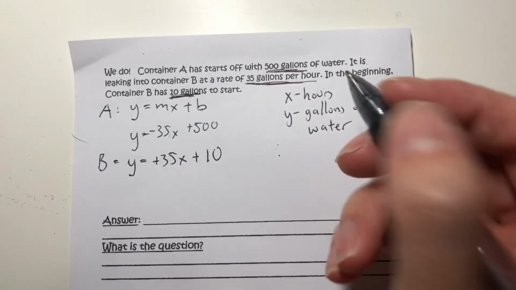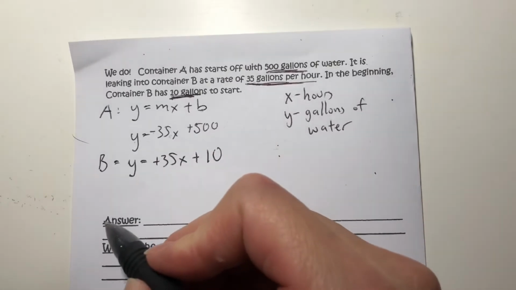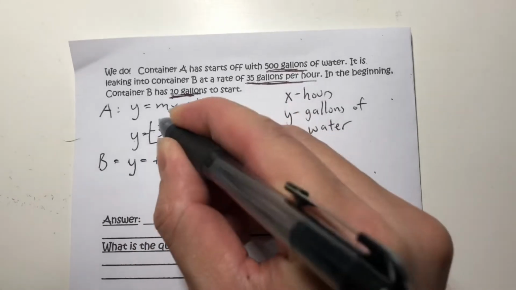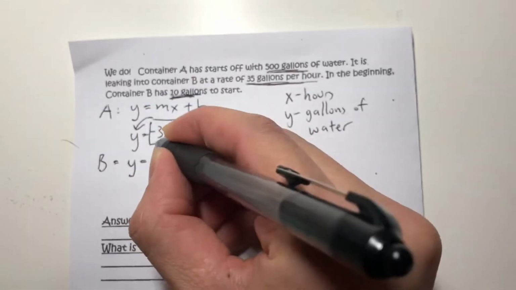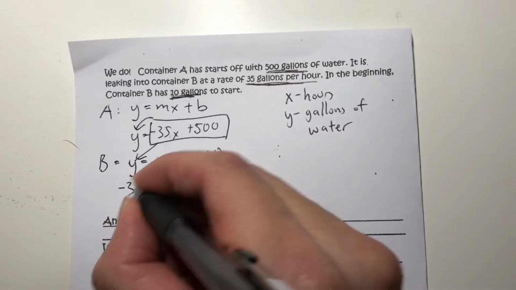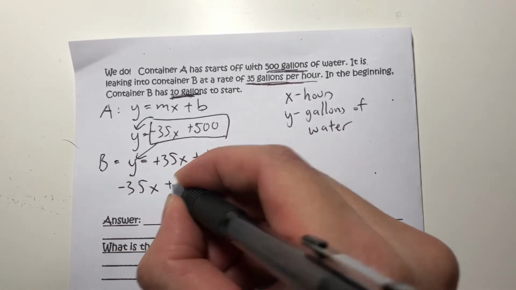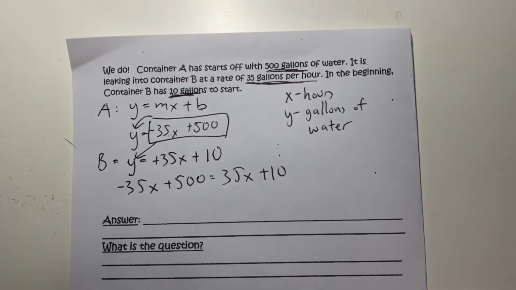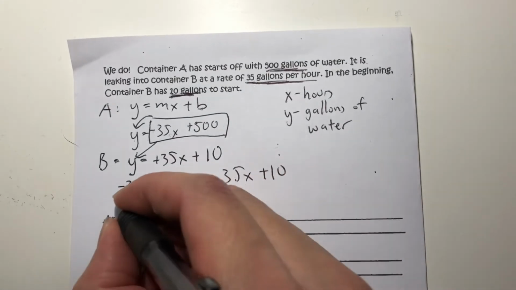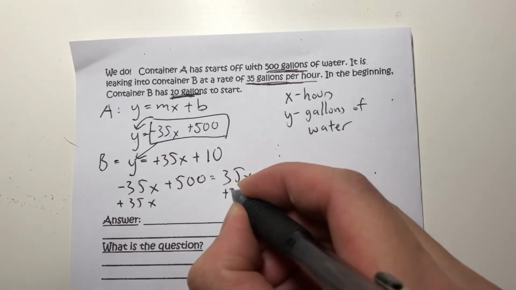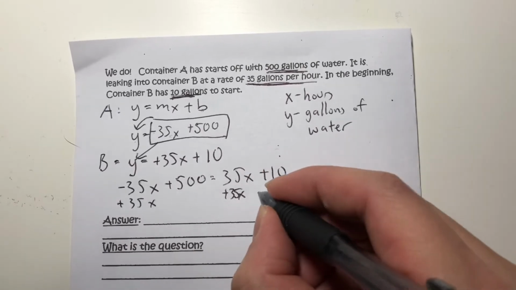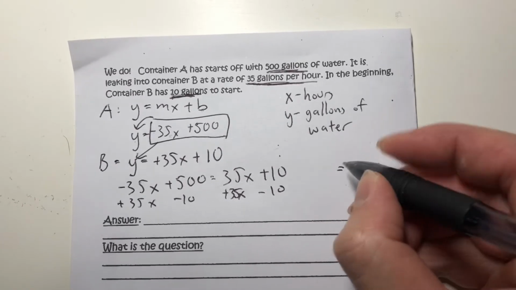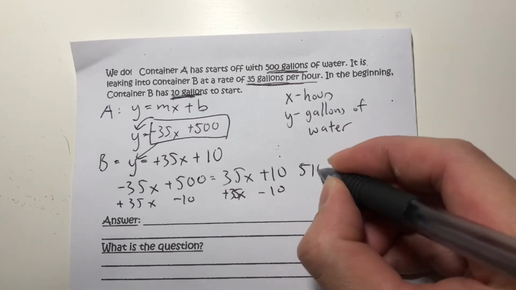Let's go ahead and find the solution to the equation. Let's do substitution. We're going to substitute this into the y, aka into that y. So I have negative 35x plus 500 is equal to 35x plus 10. We're going to add 35x to both sides, subtract 10. I get 70x is equal to 510.